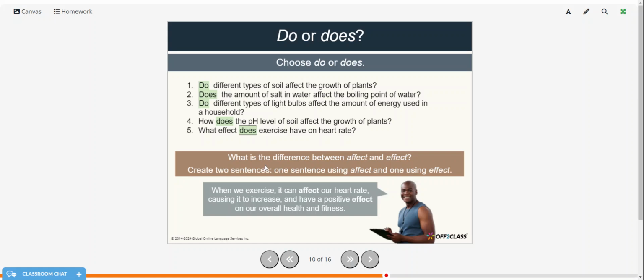And then we're going to talk about what is the difference between affect with an A and effect with an E. So create one sentence using affect and one using effect. And here are some examples. When we exercise, it can affect our heart rate, causing it to increase and have a positive effect on our overall health and fitness.